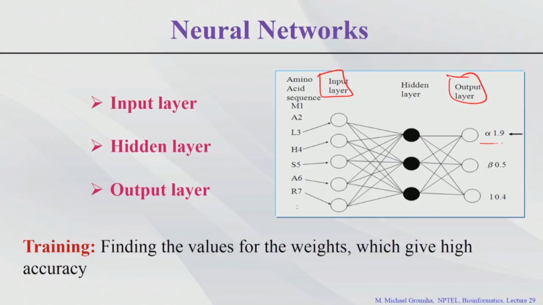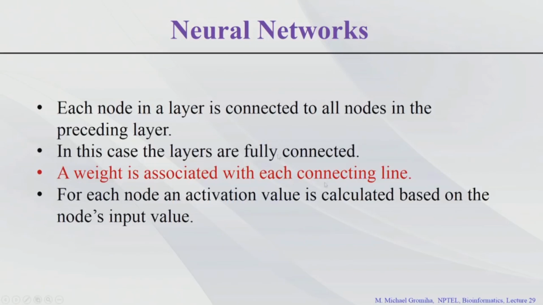For example, here we give alpha or beta or loop. Depending upon the numbers we get, they will assign it, okay, finally this can be assigned as helix, or this is strand, or it is a loop and so on. This is how it works. You can see each node is connected to all nodes in the preceding layer, so it is a fully connected network, and you assign the different weights and finally based on these functions you can see which class it is.